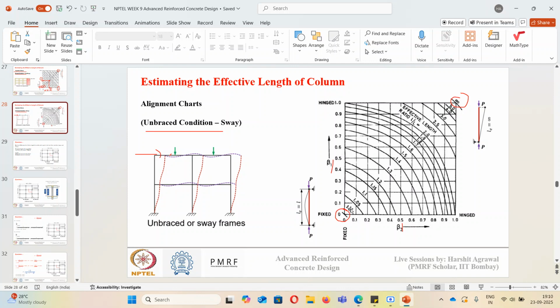So 1.03 times the unsupported length in that direction will give me the effective length, and effective length upon d will give me the slenderness ratio.